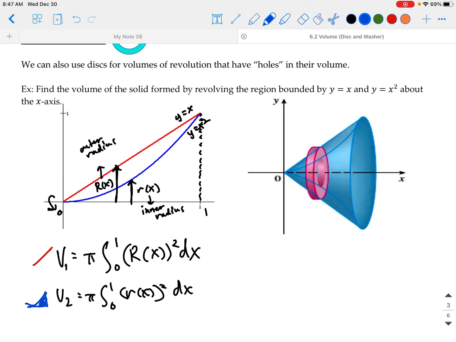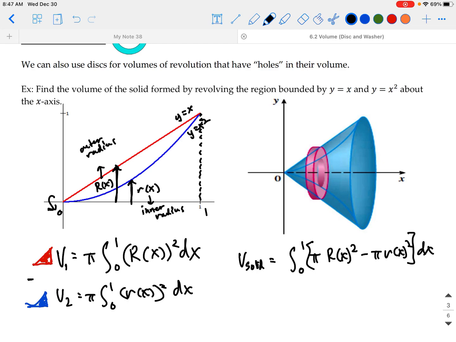So maybe we'll just draw that region kind of like that. For the red, we'll draw our region like that. And all we're going to do is subtract them. So then the volume of our solid is going to equal pi. So note they both have a pi involved in them, but we can maybe write it more explicitly. So 0 to 1, pi R of x squared minus pi r of x squared dx. All right, so we'll just combine the two volumes.